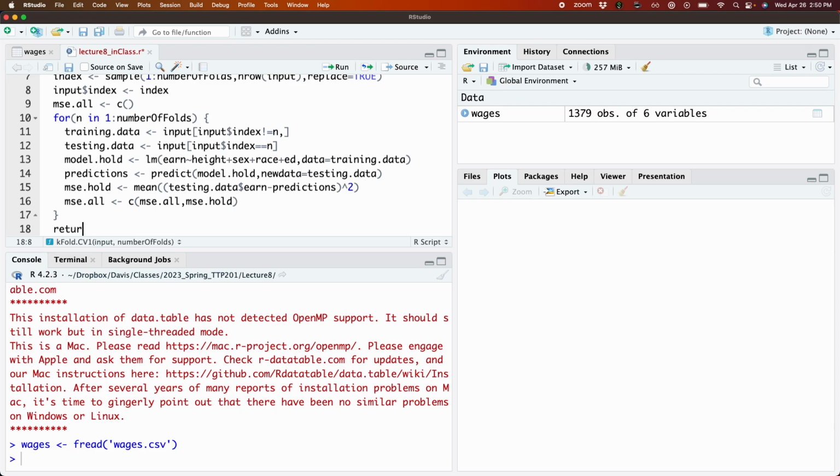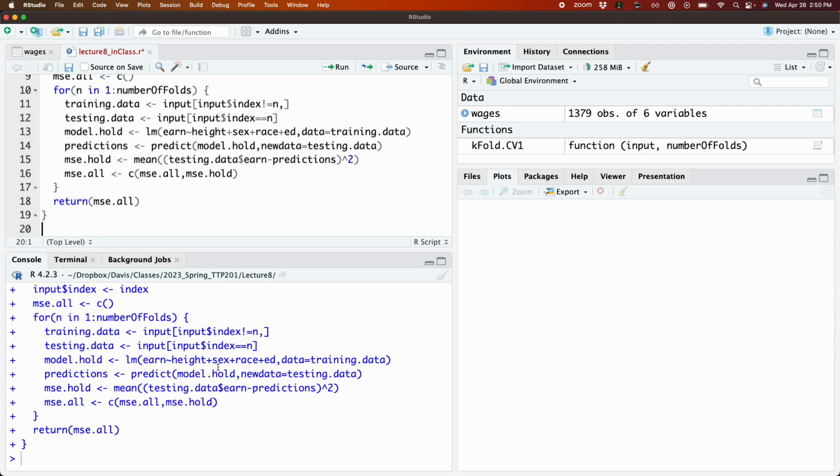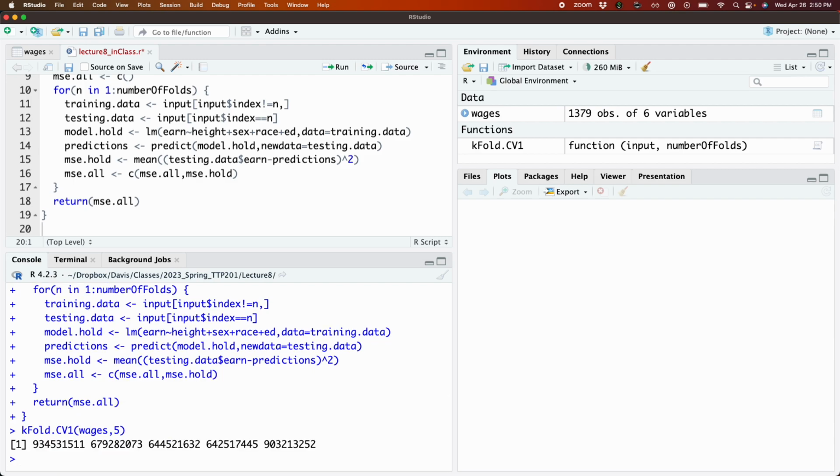So we'll do return MSE all. Let's go ahead and run this. And if I run k-fold CV1 using the wages data, and let's say 5-fold, you can see the mean squared errors here.